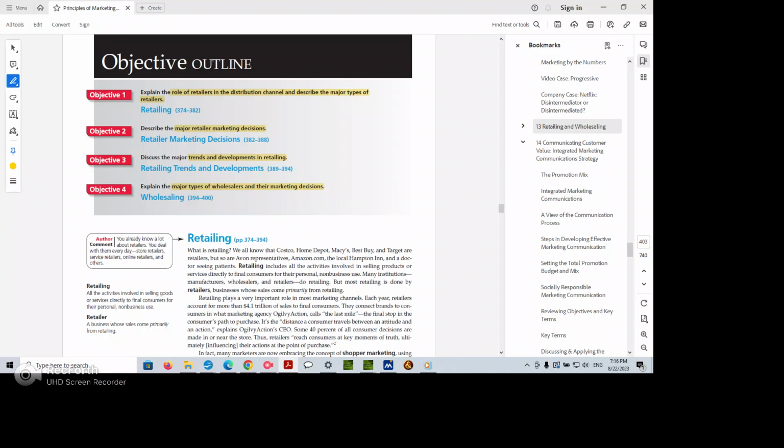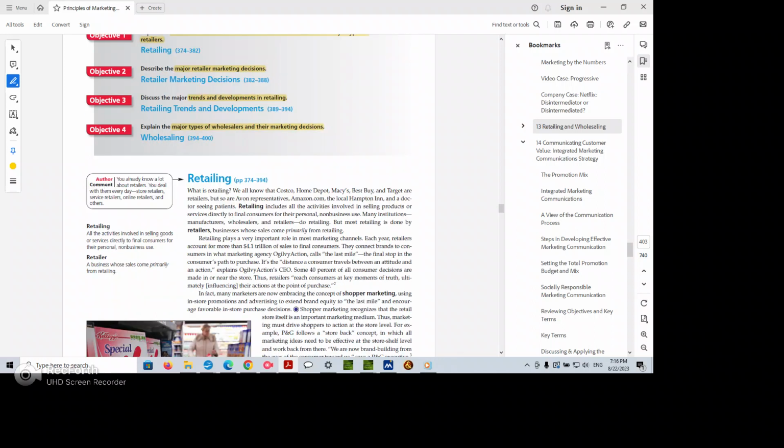Now, technically, a retailer can also be a wholesaler, as we talked about last week about eliminating intermediaries. Anyway, that's another conversation.